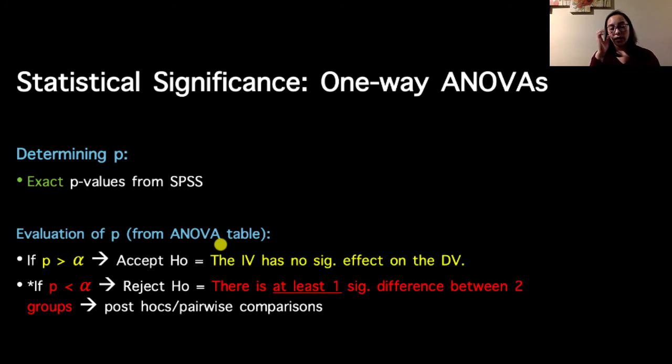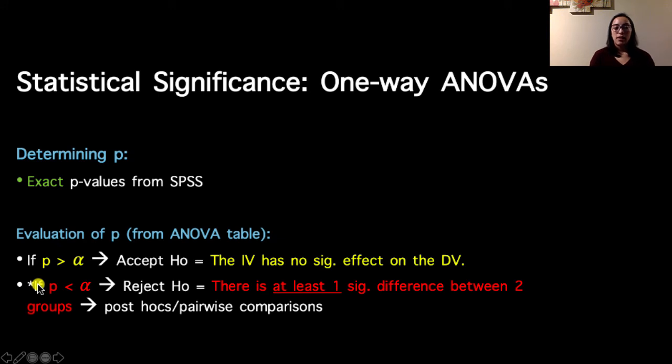So if p is greater than alpha, in our case 0.05, we would accept the null hypothesis per usual, and we would argue that the independent variable has no significant effect on the dependent variable. If, however, we get a p less than alpha or less than 0.05, we would reject the null hypothesis and say there is at least one significant difference between two of our independent variable groupings. Okay, and I put a star here because we have kind of a follow-up on the next slide.